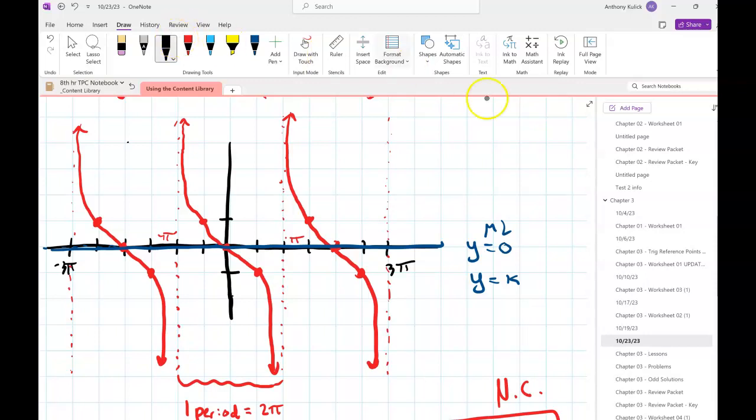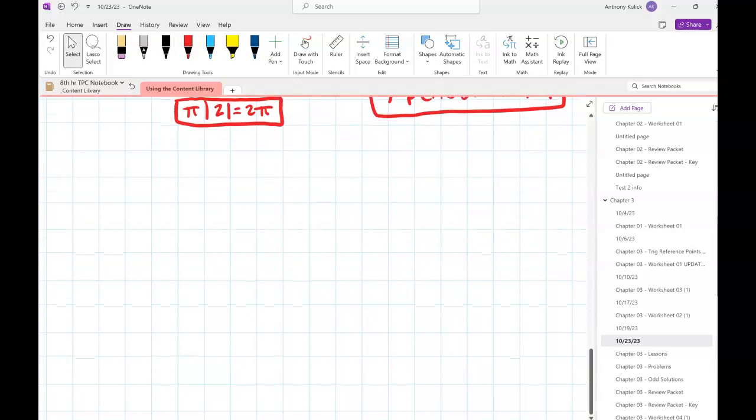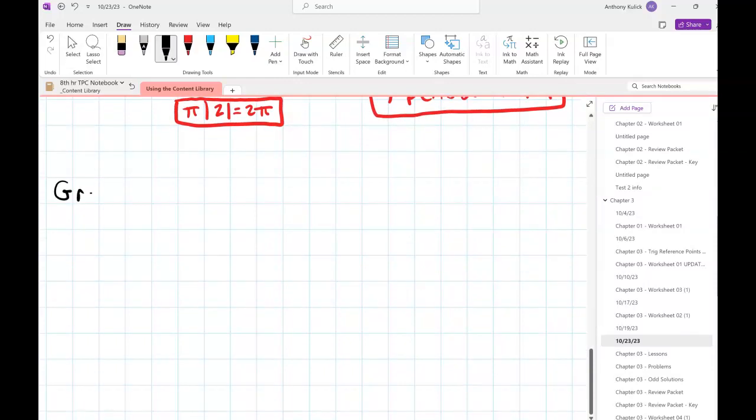What if we want to go the other way from an equation back to its graph? Or I'm sorry, a graph back to its equation. What am I doing here, kids? I don't know.